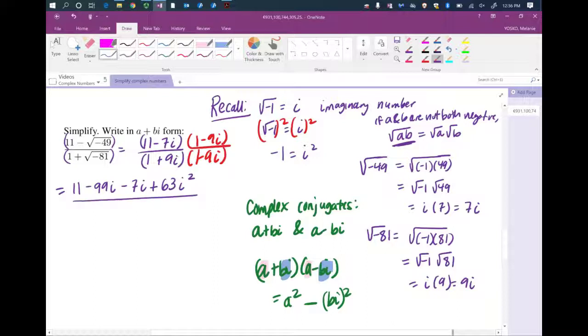And then we do the same thing with the bottom if we want to, or we can use this property right here. So we could FOIL it. If you want to FOIL it, go right ahead. The middle two terms, the outer and inner, will cancel. But you can remember this property, and you can just write it down. You square the front. You have 1 times 1, that's 1. You put a minus sign, and you square the back. So when you square the back, you get 9i times 9i, which is 81i squared.